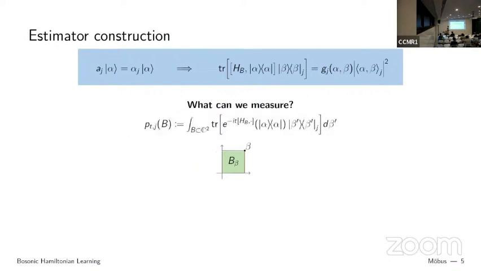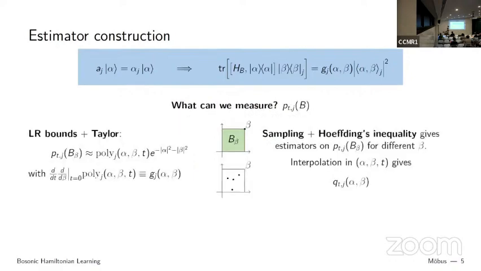Okay, but now in practice, again, we don't just get these probabilities here. We really need to sample. So what we do is we just check in this box whether there's a point or not. So this is the estimator at the end. And by Hoeffding's inequality, this shows us that we can estimate those points here, so for different alpha, beta, and t's.